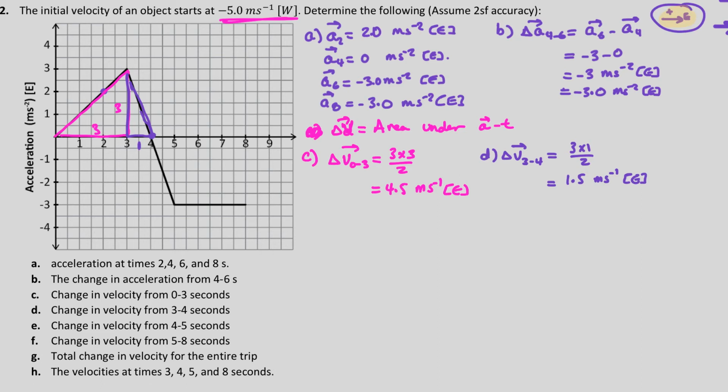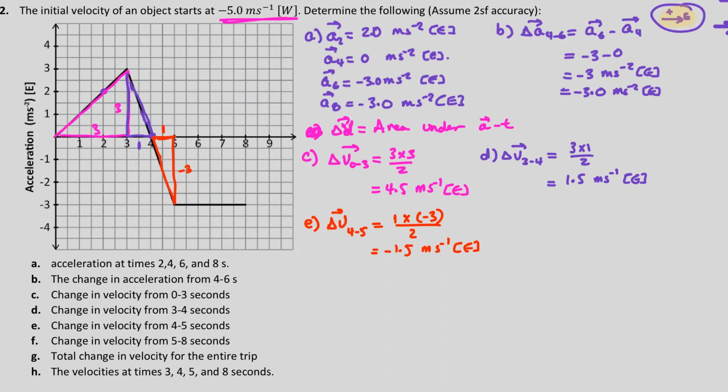And then let's use a different color. Let's do red for here. We got -3 and 1. So for part E, change in velocity from 4 to 5 seconds, that's going to be 1 times -3 divided by 2. That's going to be -1.5 meters per second in the east direction.